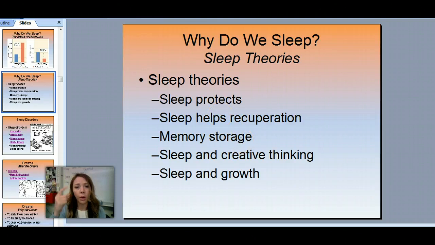Memory storage. When you dream, it's thought that those memories go from short-term to long-term. This is why they say to study right before you go to bed, let those memories hardwire, or let your brain settle it out, versus studying when there'll be interference afterwards. Creative thinking, and then growth. So these are all biological, right? When you're young, you need a lot of sleep because your body needs time in order to grow.